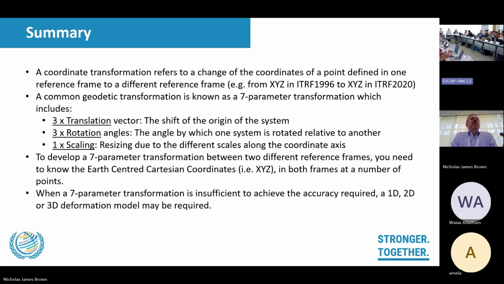And when that 7-parameter transformation is insufficient to achieve the accuracy required, you may need to do a 1, 2, or 3D deformation model as well. So that's that second step that I mentioned yesterday. You might try and apply a standard 7-parameter transformation, and that moves everything together. But remember, we looked at those residuals that were coming off from Europe, and we said that we minimize the residuals, but it didn't get rid of them all. So if you needed something more high accuracy, you've got to develop these deformation models in between.